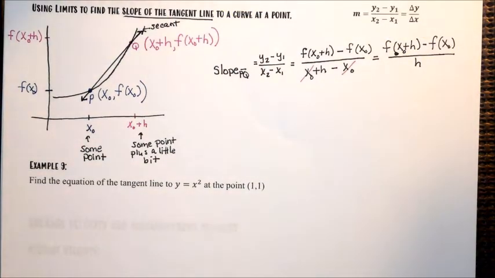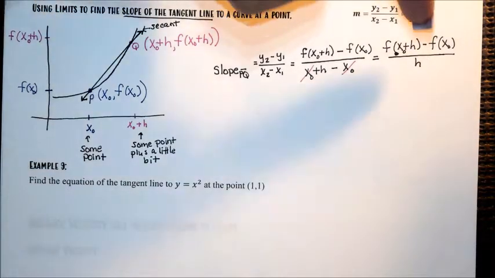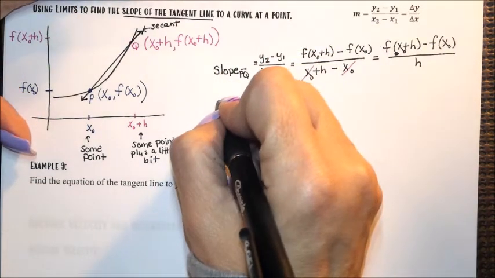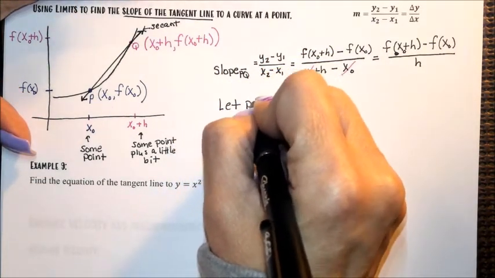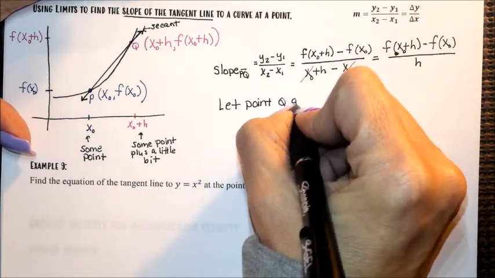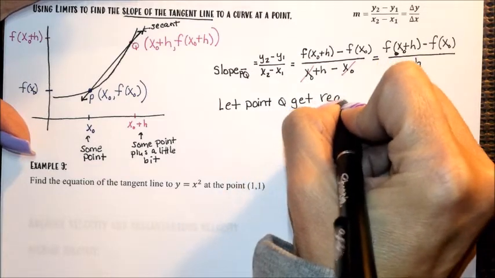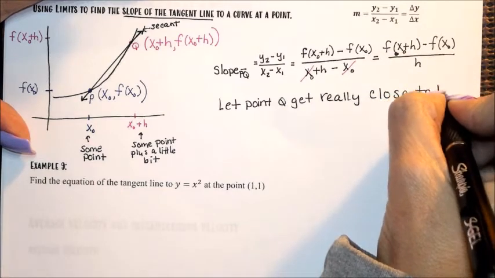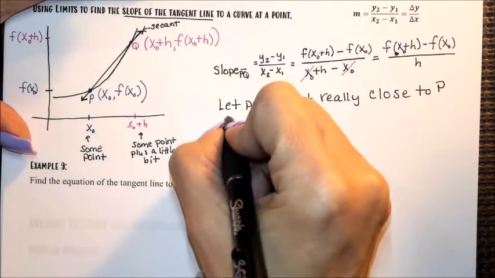And now remember, the slope of the secant is the same as the slope of the tangent line. That's the slope of the tangent line. Okay, if I let Q move really, really close to P, let's let point Q get really close. You know those limits are coming. Really close to P.